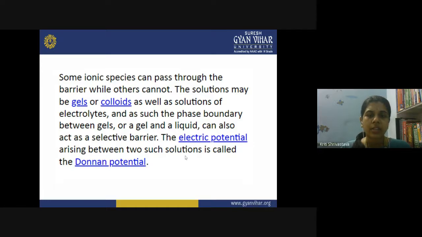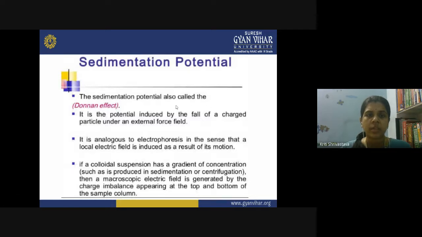arising between the two such solutions, and we call it what? Donnan potential. So whenever we have an uneven distribution of charges, there will be the development of potential, and here it is called Donnan potential. Donnan potential is also known as the sedimentation potential. So it is the potential induced by the fall of a charged particle under the external force field, and is analogous to electrophoresis in the sense that a local electric field is induced as a result of the motion.